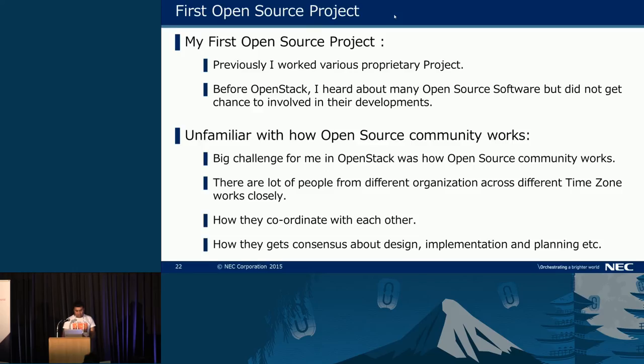So let's start the differences. When I joined OpenStack development, this was my first open source project. Previously I worked on proprietary projects. Before OpenStack, I heard about open source, but I had never worked on or explored what open source actually is and how the community gets involved in development. I was unfamiliar with how an open source community works. That was a big challenge for me in OpenStack. There are a lot of people from different time zones and different organizations, and they work closely. So how do they coordinate with each other, and how do they reach conclusions about design, implementation, and planning?